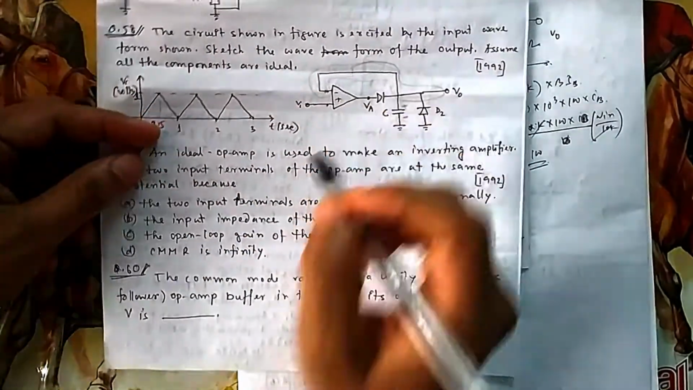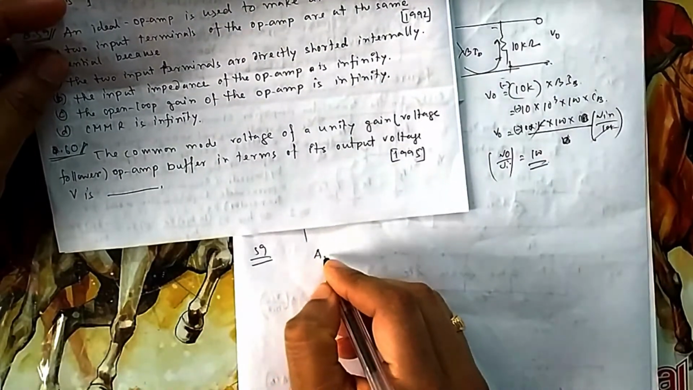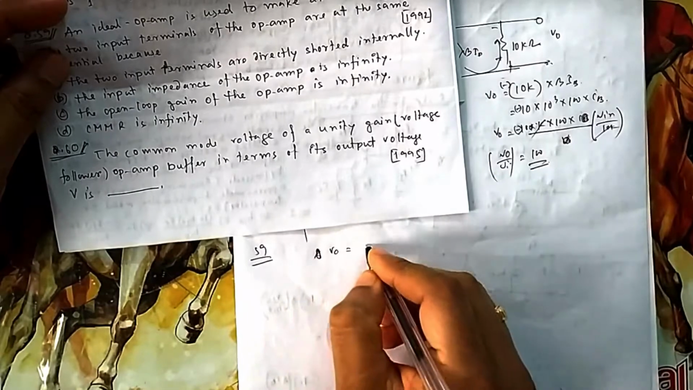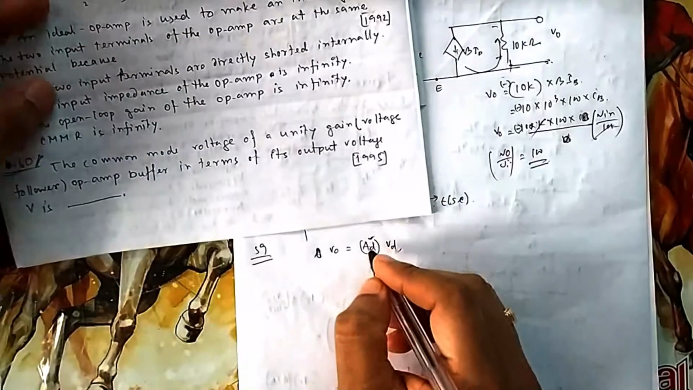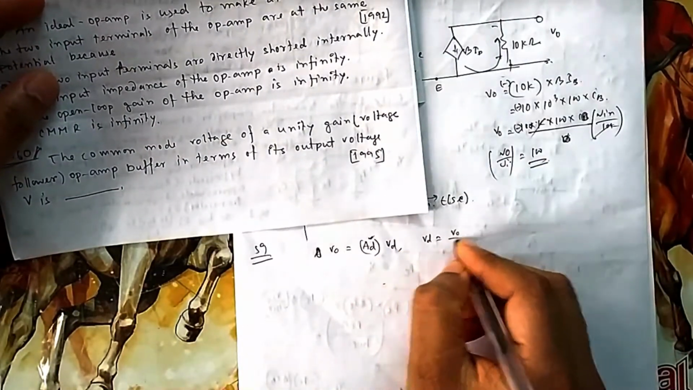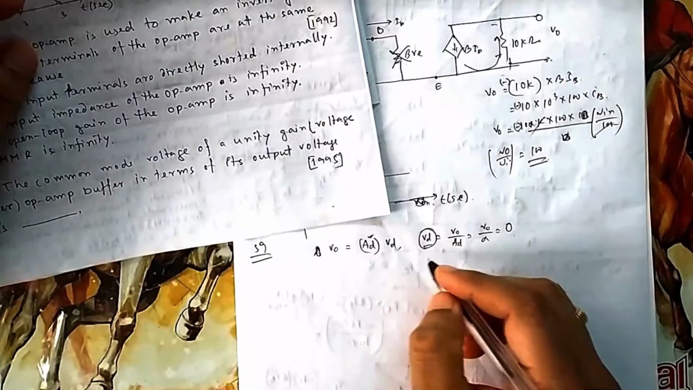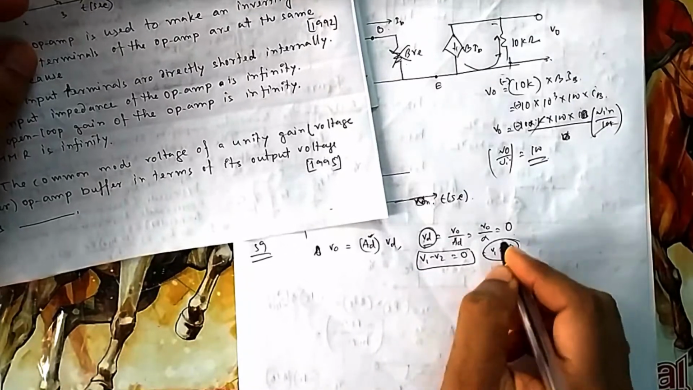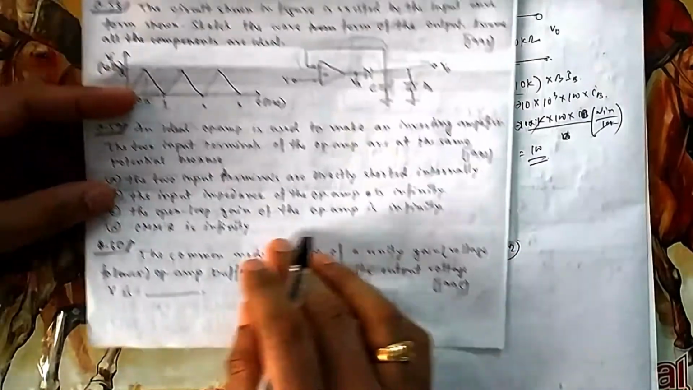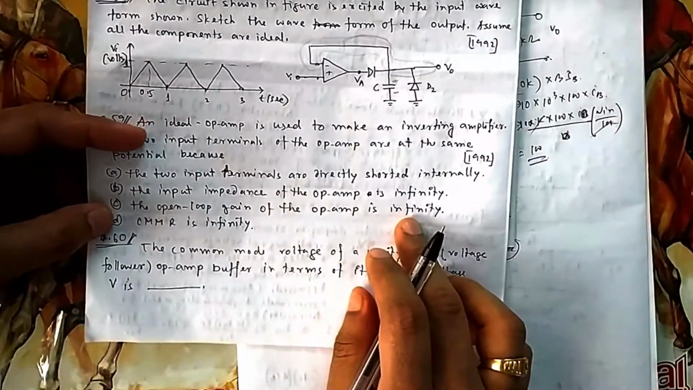But here, if you see the gain, your V output is equal to some gain into the difference. Because for an ideal op-amp we assume the gain is infinite, your Vd becomes 0. Because it is infinite, it becomes 0. So the difference between these two becomes 0. That's why they are equal. Why? Because we have assumed the open loop gain of the op-amp to be infinite.